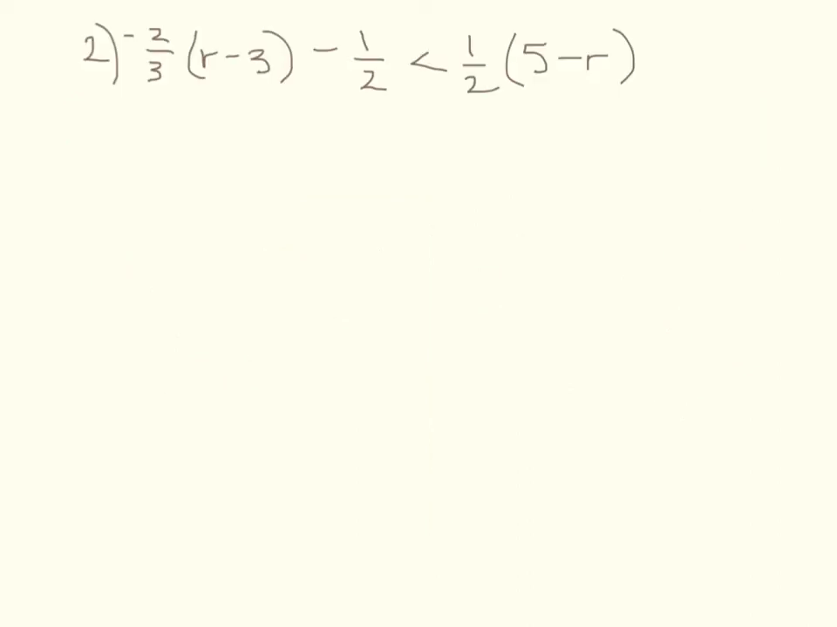Now I want to look at a much more complicated problem. Not only does this problem involve the distributive property, but it also involves some rationals. Before we start, I want to point out that this negative 2/3 times the constant r minus 3 is one term in and of itself. Remember, the definition of a term is a number times something. In this case, this is a number times a quantity, so this is one term. This is also one term, and of course, this is one term.